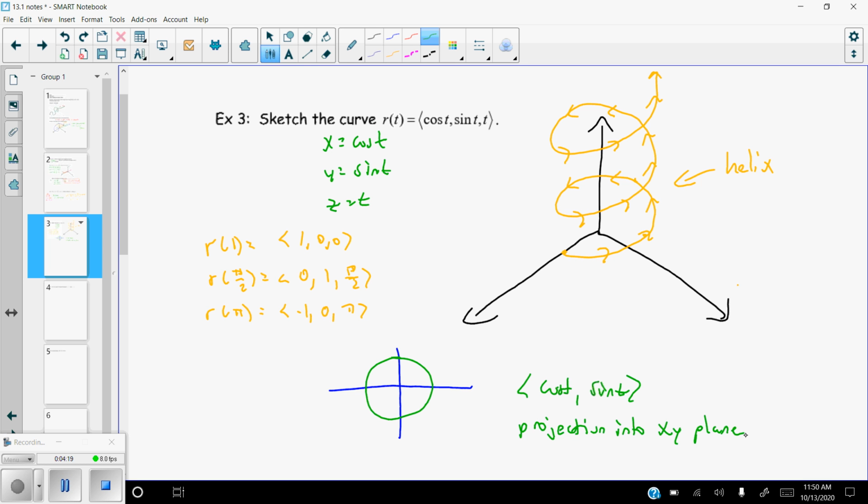The reason it's a helix is because now it's got height to it as it starts to circle itself. Kind of looks like a slinky. I don't even know if you guys know what that is anymore, but that's kind of what that is. All right, so there is the sketch of cosine t, sine t, t.